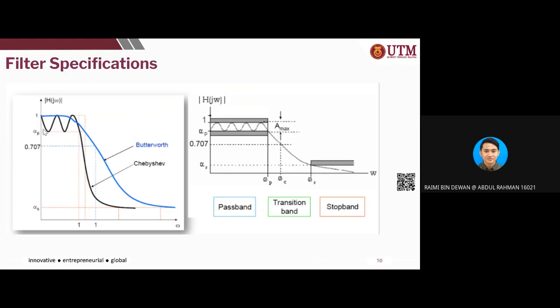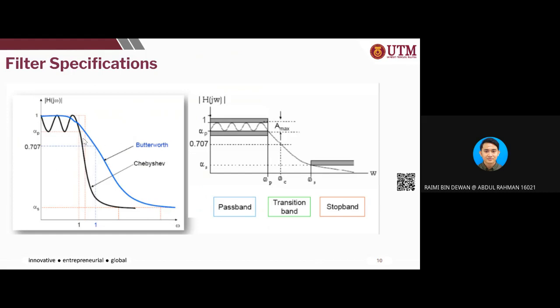Alpha P. And you can see there is a transition for both filter responses. Okay, if you can see, Chebyshev settles down, or the gradient is much steeper than Butterworth.